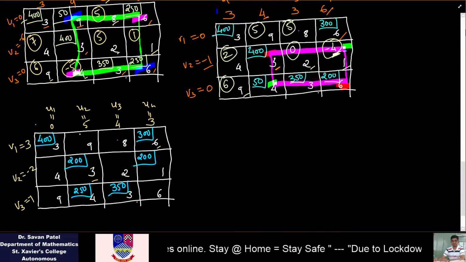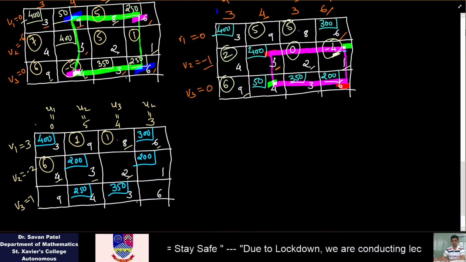Now all Ui's and Vj's are known, so find out the additional transportation cost. Here additional transportation cost is 9 minus 3 plus 5, so 8. 9 minus 8, it is 1. Here 8, so 8 minus 3 plus 4, so it is 7. So 8 minus 7, it is 1. Here it is 4 minus 2 minus 2 plus 0, so it is 4 minus 2, it is 6. Here it is 2 minus 2 plus 4, so minus 2 plus 4 is 2. 2 minus 2, it is 0.